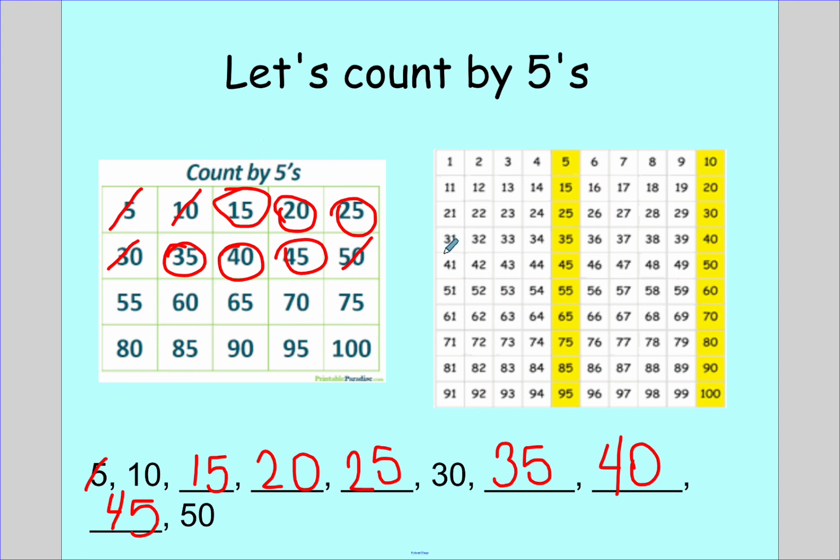Okay, friends. Thank you for joining us, and we counted by fives using a count by fives chart and a 100s chart. You can use whichever one you want. Remember, when we use the count by fives chart, we're just looking at skip counting by fives. When we use the 100s chart, we can see all of our numbers, but we're focusing on the numbers that end with 5 or 0.